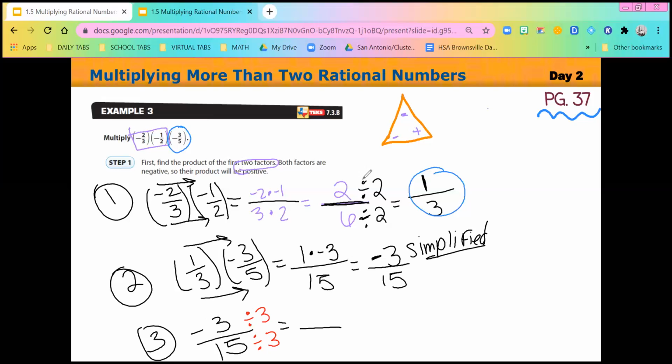-3 divided by 3 gives us, let me change it to this green, -1. 15 divided by 3 is 5. And that is our answer. So our answer, when we multiplied these 3 fractions and simplified to the simplest form, is -1/5, which is what I see they answered for you on example 3 in your Go Math books.